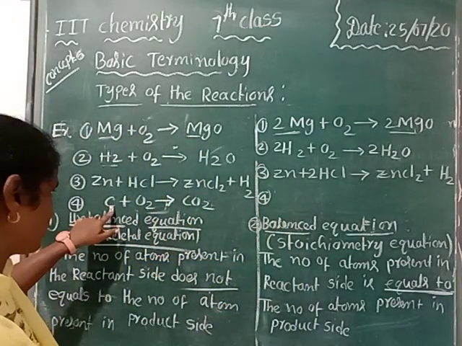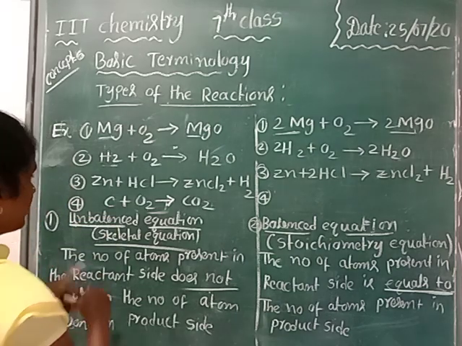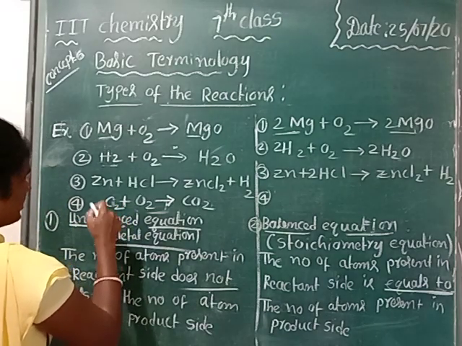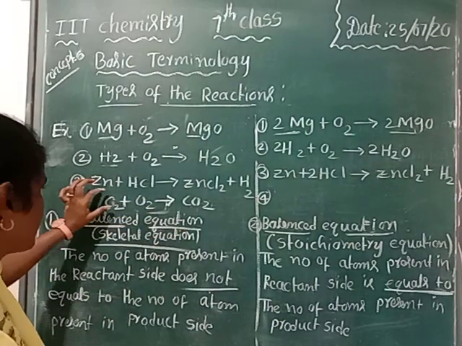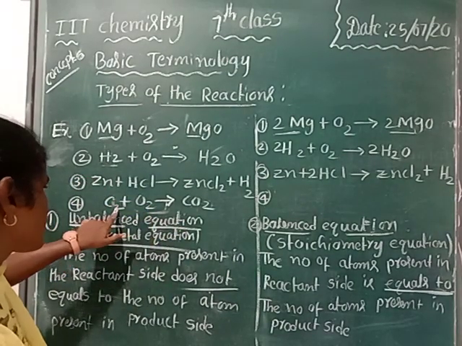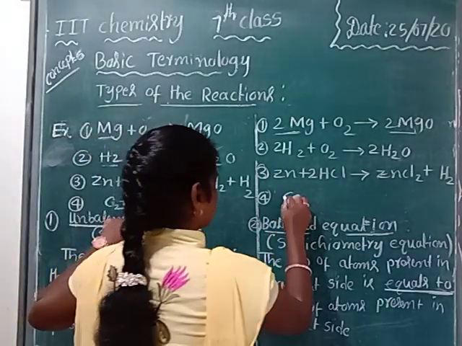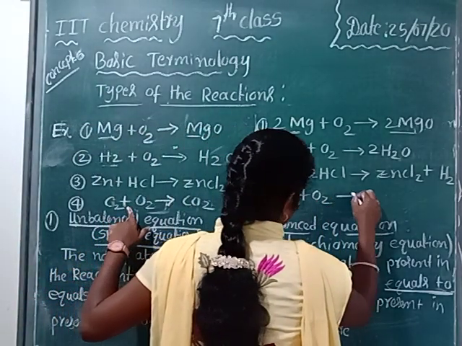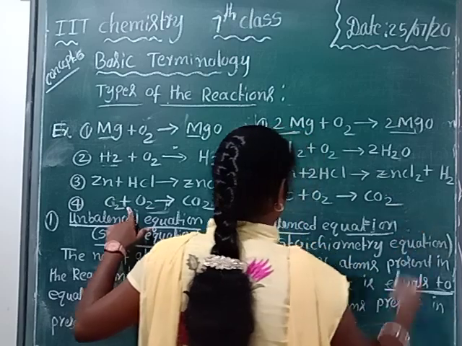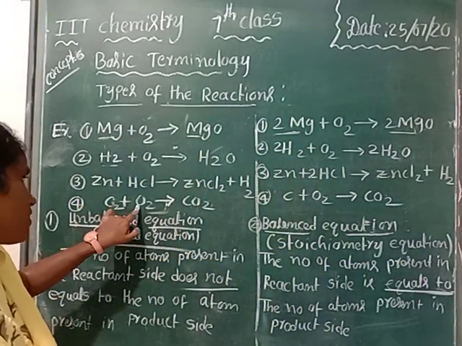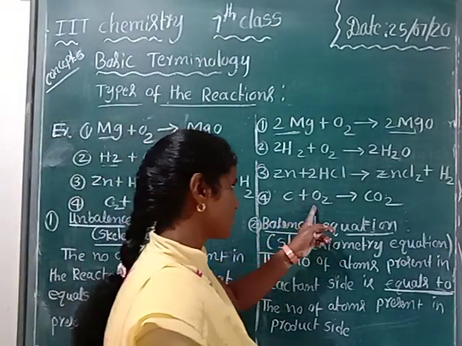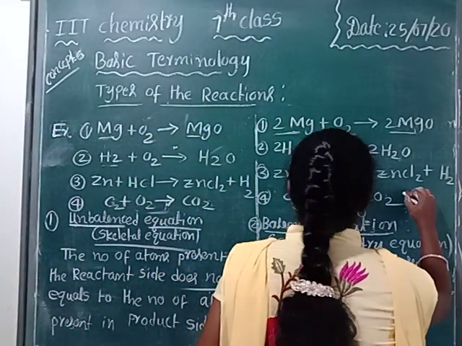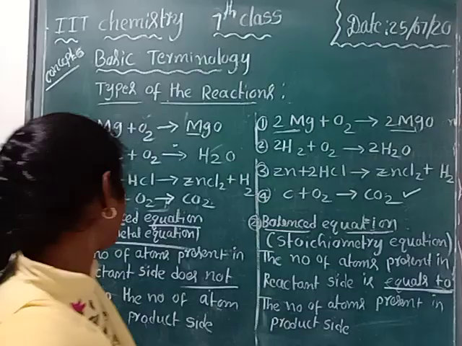Fourth example, same examples. C2 plus O2 gives CO2. This is an unbalanced equation. But the balanced equation is C plus O2 gives CO2. Okay? C2 plus O2 gives CO2, this equation is an unbalanced equation. C plus O2 gives CO2, this is a balanced equation. Okay?